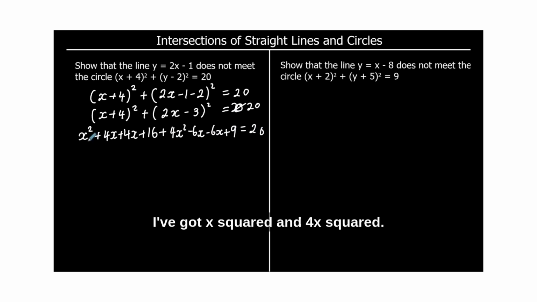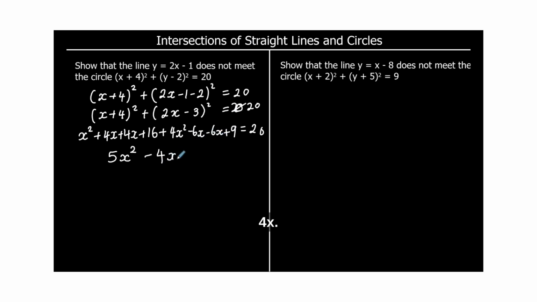Collecting the like terms, I've got x squared and 4x squared. So I've got 5x squared. I've got 4x and 4x, which is 8x. Take away 6x, so 2x. Take away another 6x, minus 4x. I've got 16 and 9, which makes 25. Take away 20 is 5. And that's equal to 0.